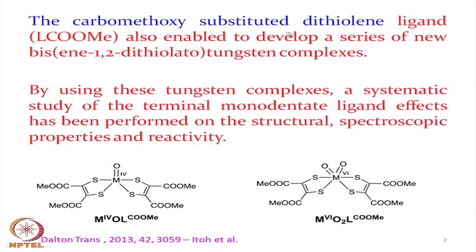So the carboxy methoxy substituted dithiolene ligand is abbreviated as LCOMe. COOMe is the substitution for the cyanide function, and these also very nicely give both the monooxo as well as the dioxo compound, and these synthetic compounds can be studied for their structure, their spectroscopic signatures, and the different properties and reactivity related to the different tungsten enzymes, because these can also be studied for their corresponding molybdenum enzymes. And a systematic study like our previous system can also be done here for the monooxo compound in plus 4 oxidation state and the dioxo compound in plus 6 oxidation state.